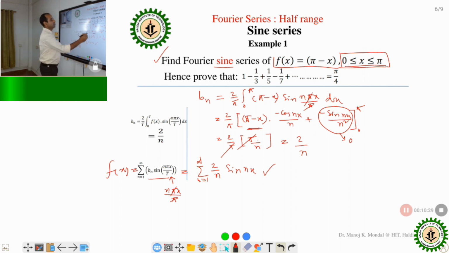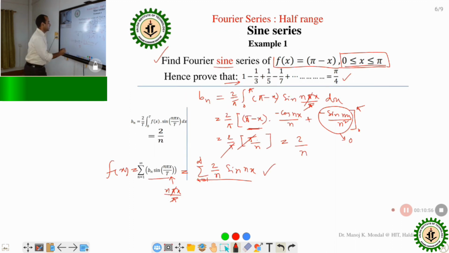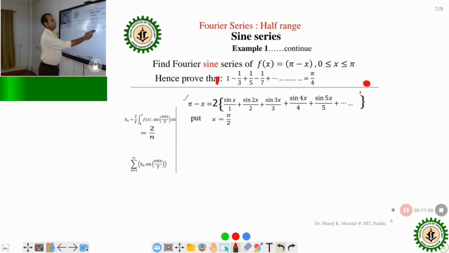Next, by applying this one, we have to prove this result. So this is our Fourier half range sine series. Now we have to choose the value of x in such a way that when we put it here, we can easily find this value. This is the Fourier half range sine series that we already derived in the previous slide. Here, this is f of x, which means pi minus x, equal to this series. So pi minus x equals that one.